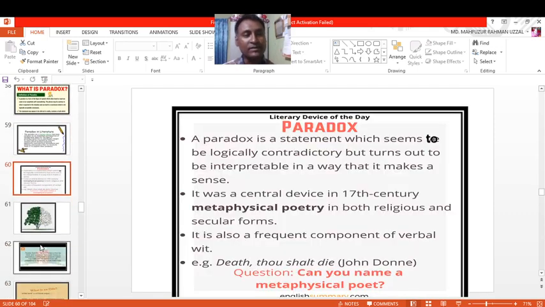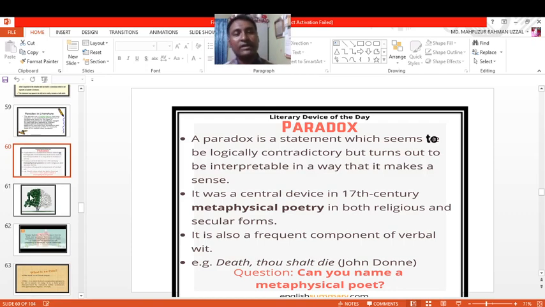Some examples of paradox will be clear for you. It was a central device in 17th century metaphysical poetry in both religious and secular forms. It is also a frequent component of verse. For example, "Death, thou shalt die."